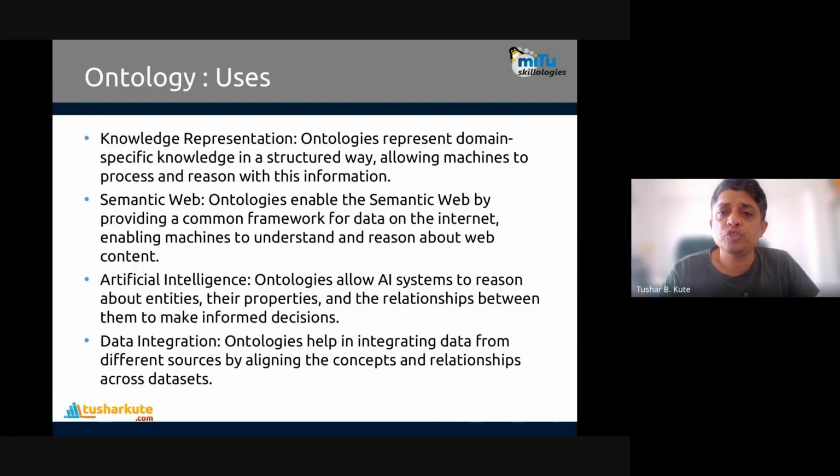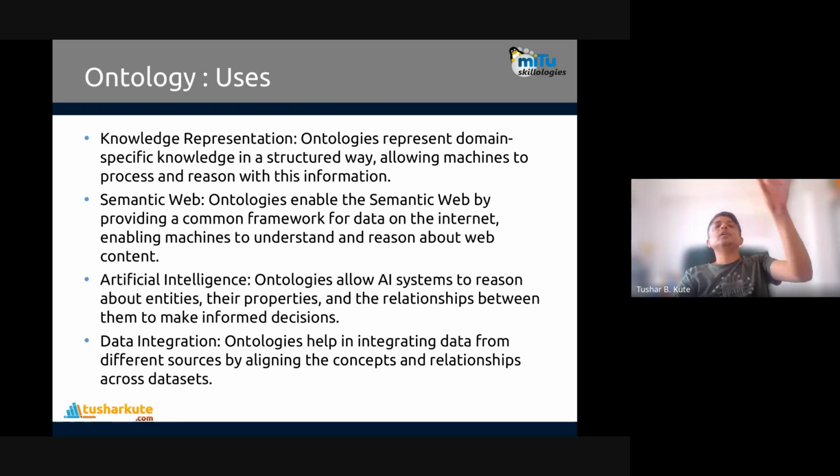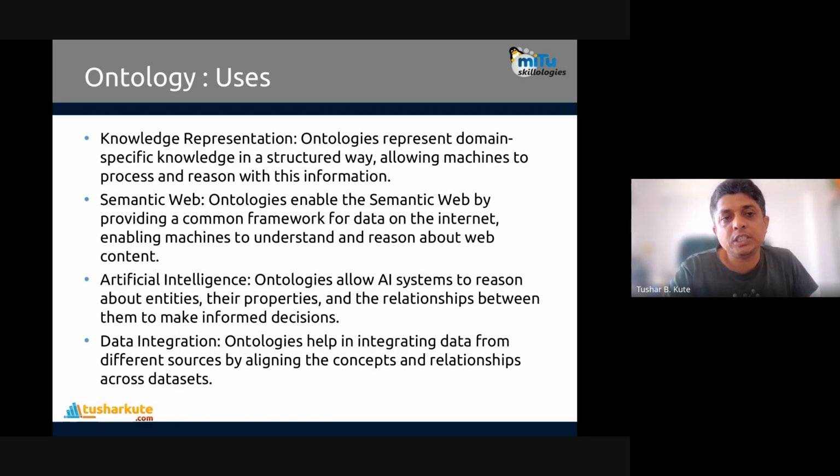But where do we use this to represent the data? Knowledge representation. It was one of the older forms to represent knowledge. Domain specific. Under a domain, which classes are possible, which kinds of attributes, instances, and relationships are possible, are represented. That's called an Ontology Web Language.